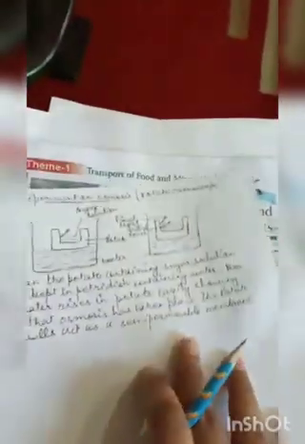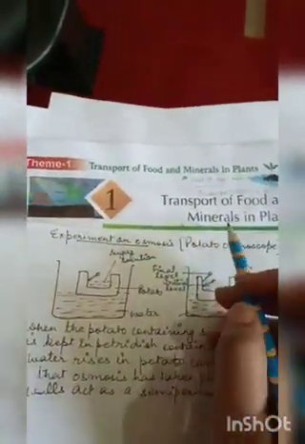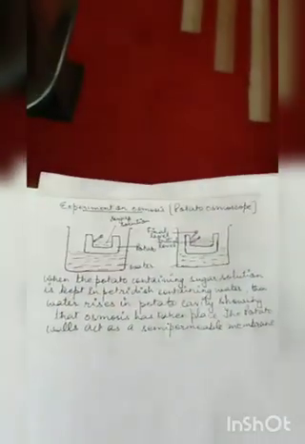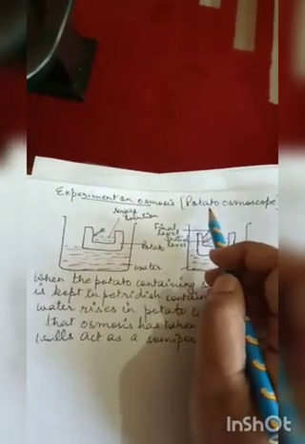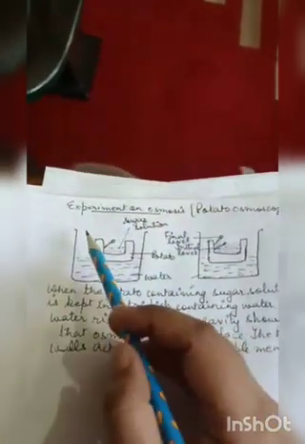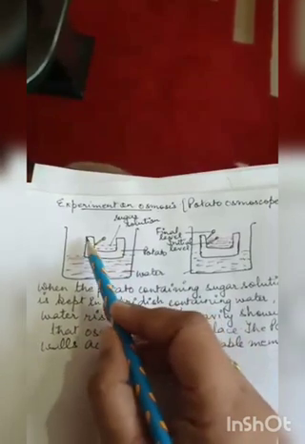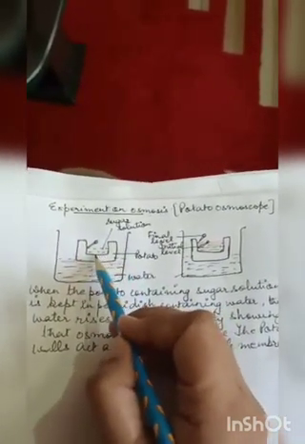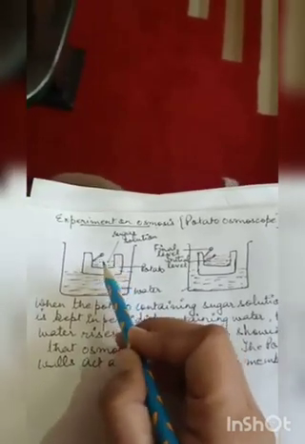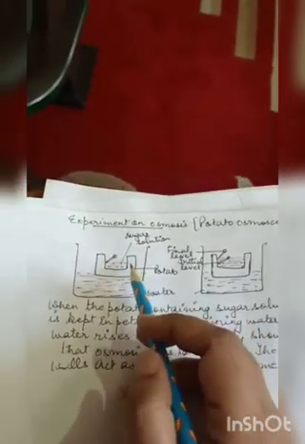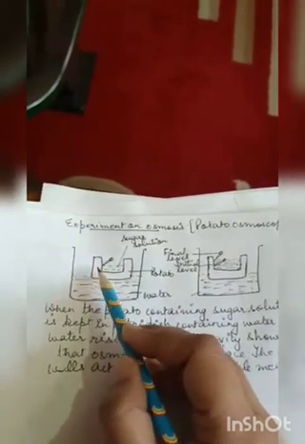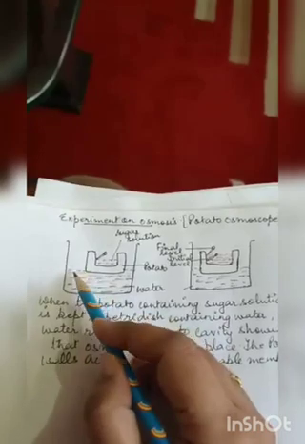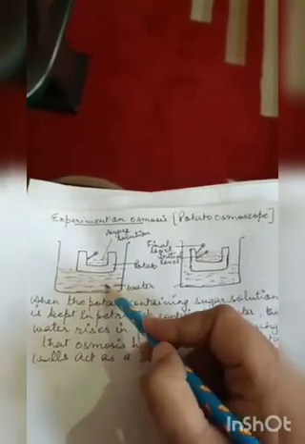Then there is another experiment on osmosis using a potato osmoscope. What is a potato osmoscope? It is an apparatus which is used to demonstrate osmosis. We take a beaker of water and a potato, and we cut it in such a way that we make a cavity inside the potato. It is cut in such a way that it can stand vertically, and we place this potato in a beaker containing water.